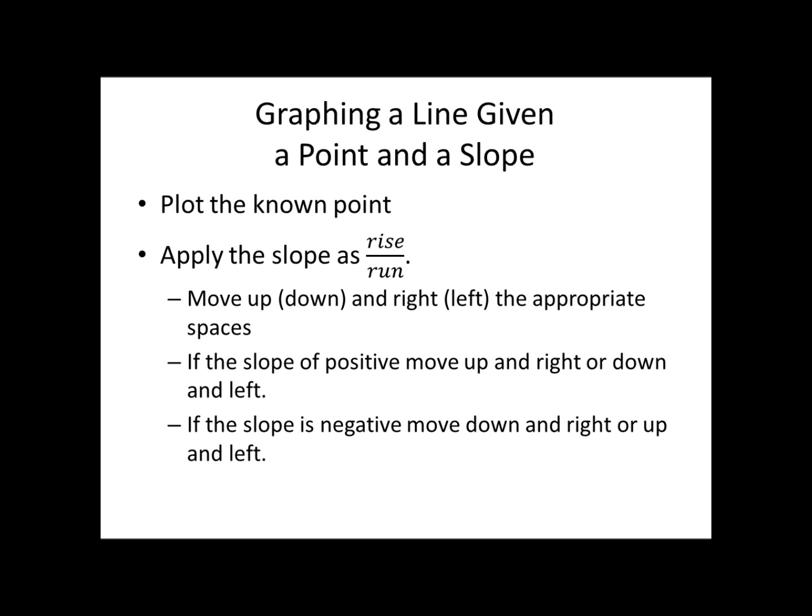When we're graphing a line given a point and a slope, we start by plotting the known point. Then we apply the slope as rise over run. So we move up or down and left or right the appropriate number of spaces. If the slope is positive, we make sure that we move up and right or down and to the left. If the slope is negative, we apply that negative to only the rise or the run. So we move down and right or up and left.